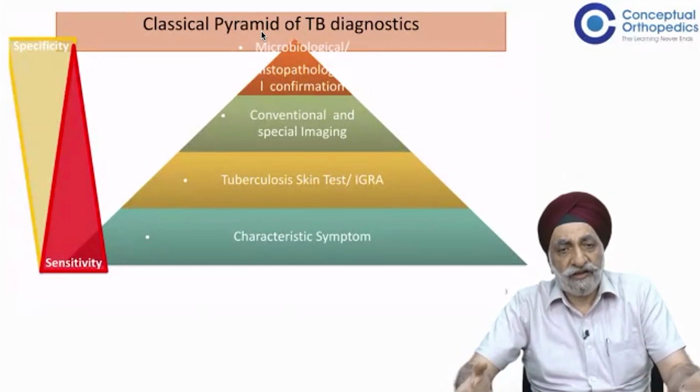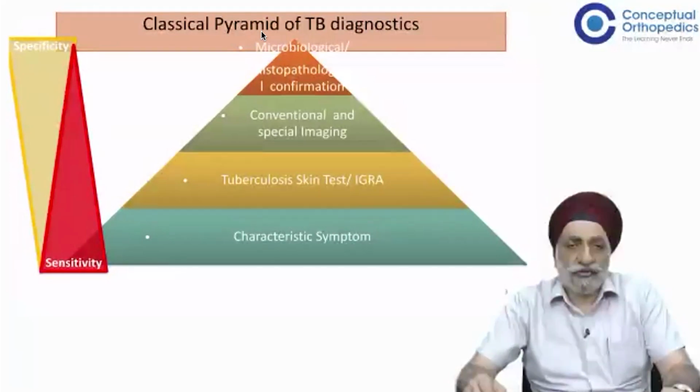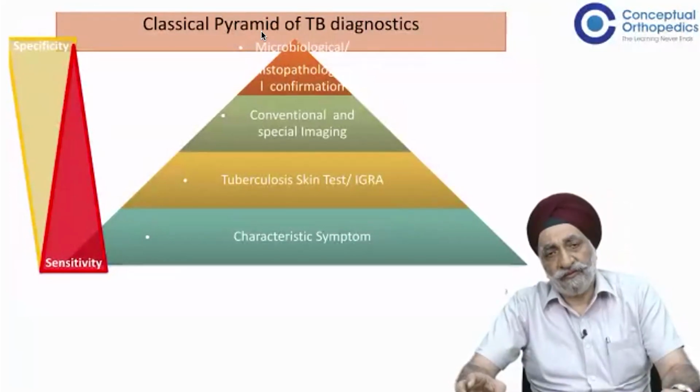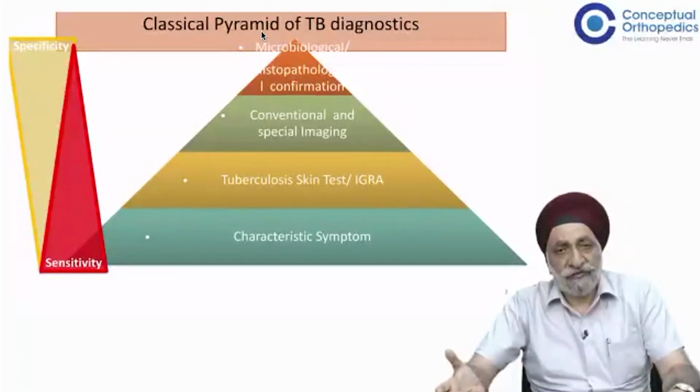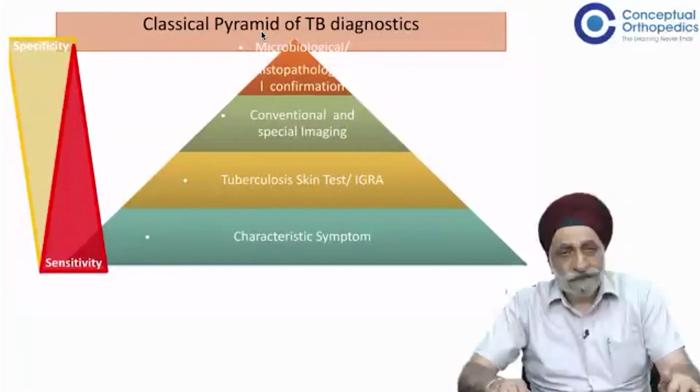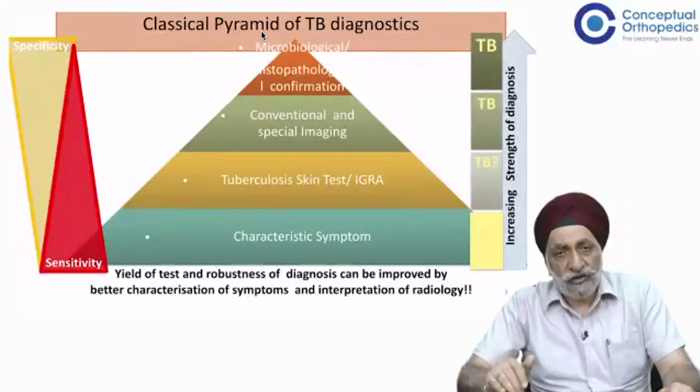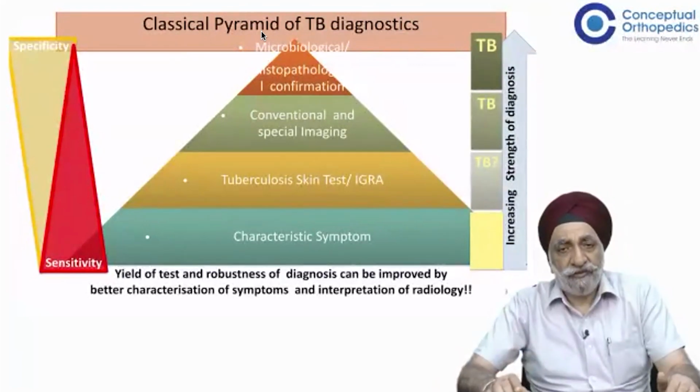The tests which were used earlier included the Mantoux test, which was very common. Now we have interferon gamma release assays like the QuantiFERON Gold test or TB spot test, about which we'll be talking, which we often use as a supportive diagnostic. And then you have imaging, which forms the major basis of diagnosis, and final confirmation either by microbiology or histopathology. We will learn about the contribution of each one of these as we go by. And as you go up this pyramid, the sensitivity decreases, but specificity increases.